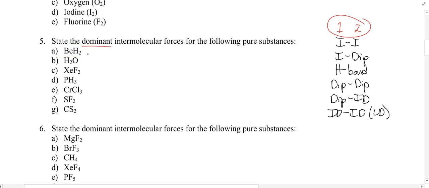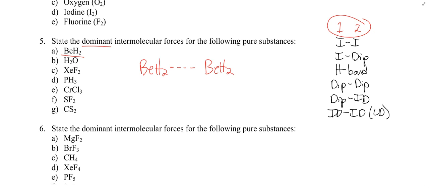5A only gives you one molecule. What does that mean? That means that BeH2 is being attracted to BeH2. It is both molecules. I shouldn't draw a line, I should have dotted a line. So we want to know what is the interaction between BeH2 and BeH2.